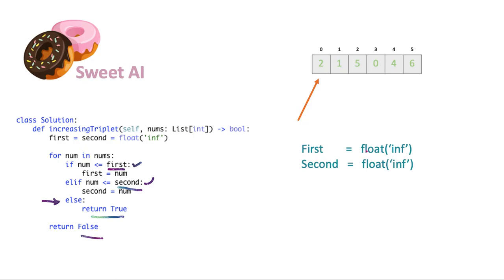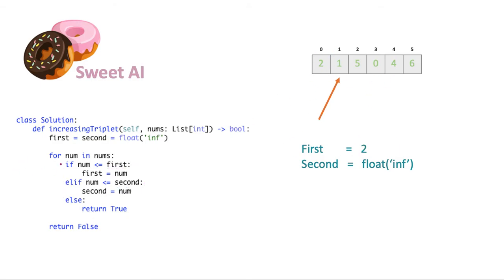So let's go through this example to better understand the solution. We are going to assign float infinity to these 2 numbers. The reason is there is no number bigger than this, so this way we can update the first and second variables. So let's see, we have 2 here. Is 2 smaller than float infinity? Yes, it is. So we update this to 2, and then this condition was valid, so we skip this and go for the next number, which is number 1.